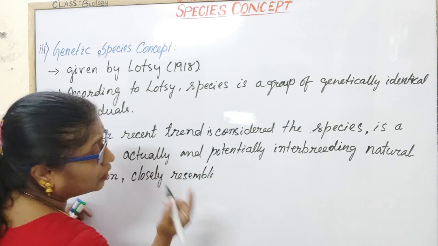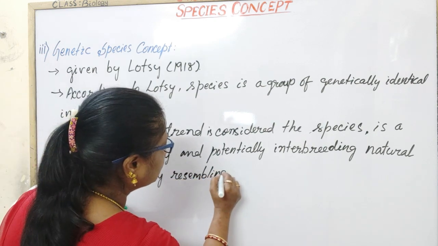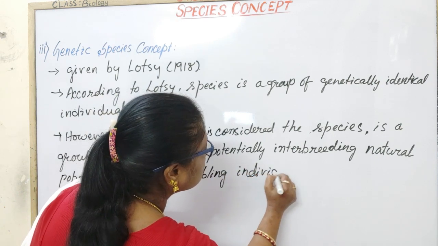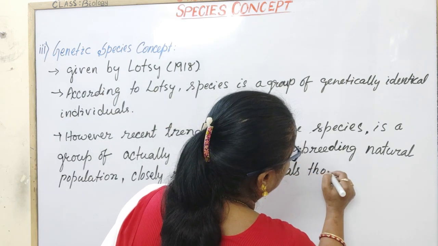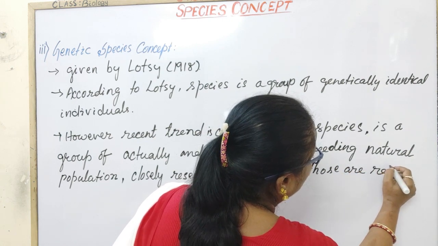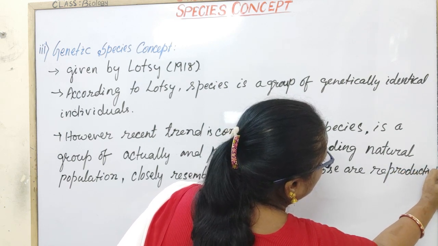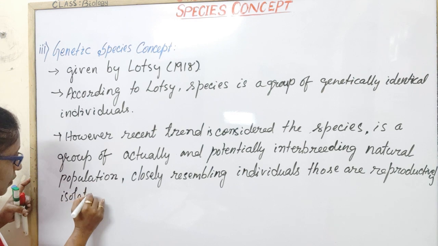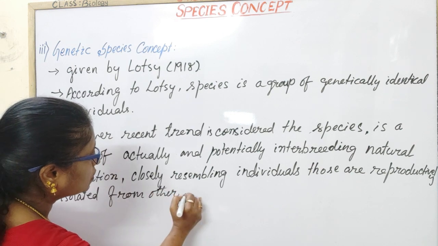closely resembling, who told? Sorry, Carolus Linnaeus, closely resembling individuals that are reproductively isolated from other such groups.